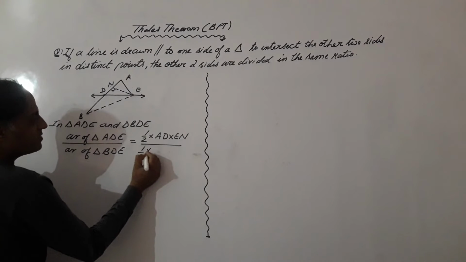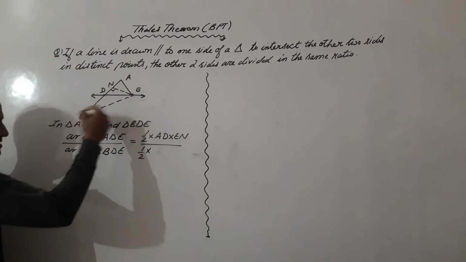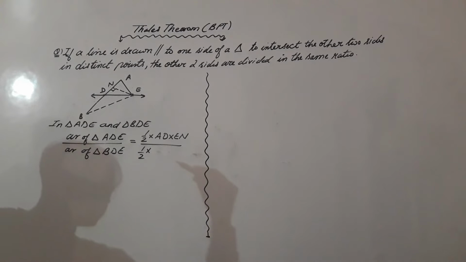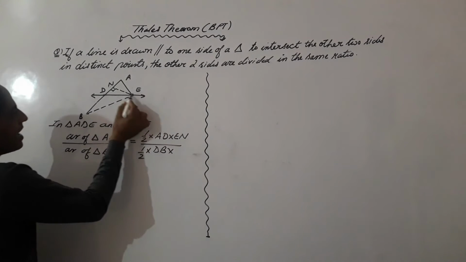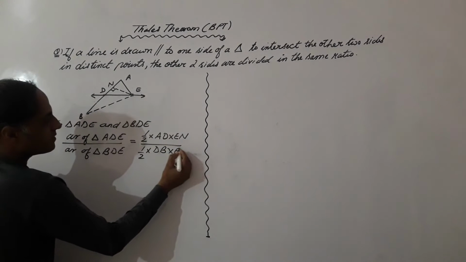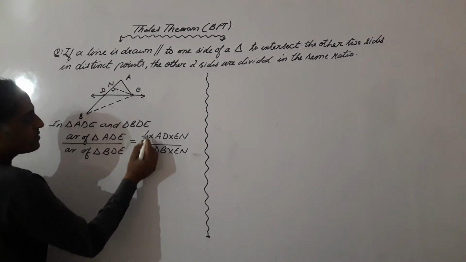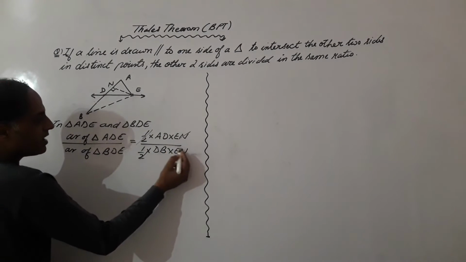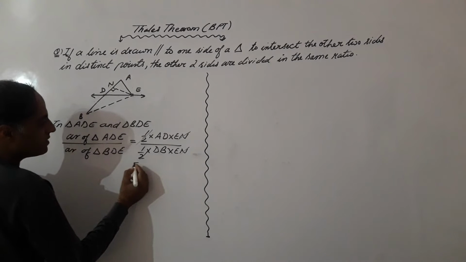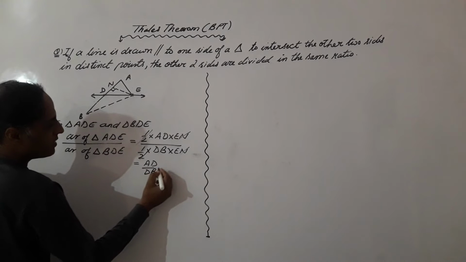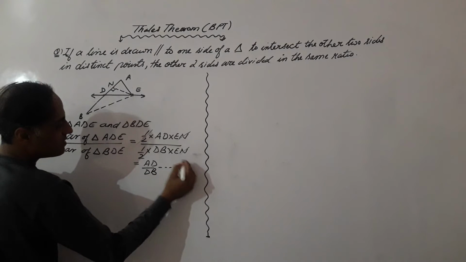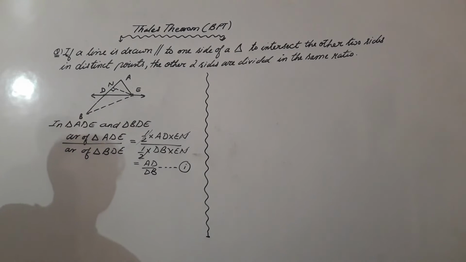So replacing the values, you get here the base. What is the base? The base is BD or DB. And the altitude is the same, EN. Now cancelling the values, half, EN and EN, we are left with AD upon DB. So this is our first equation, the value that we generate from these two triangles.